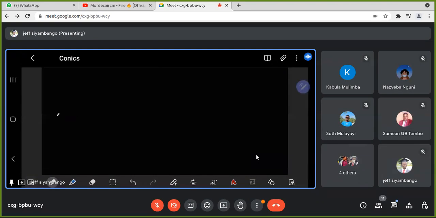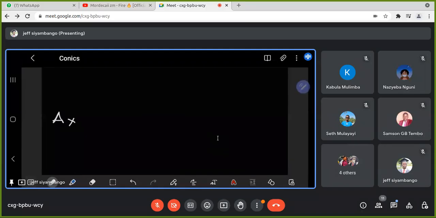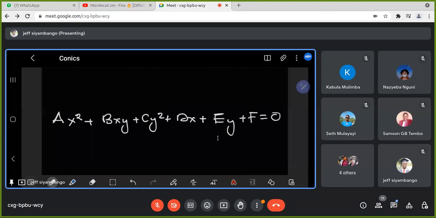So generally, I did point out in last night's class that these conic sections will have a general formula where you have some real number a, then x squared, then bxy, then cy squared, plus dx, plus ey, plus f equals 0. Here, of course, a, b, c, d up to f are real numbers. It can be any real number.